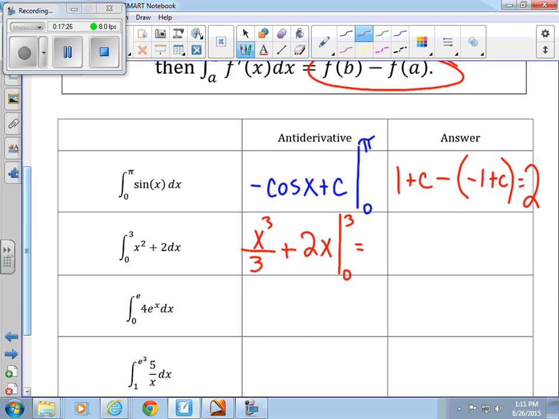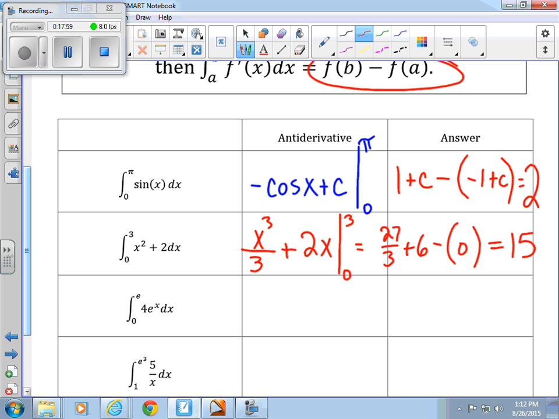Alright, 3 to 0. So I'm going to plug in 3. So 27 divided by 3 plus 6, right? Minus 0 plugged in gives me 0. So I get 9 plus 6, which is 15. Now the f of b comes first and then the f of a.